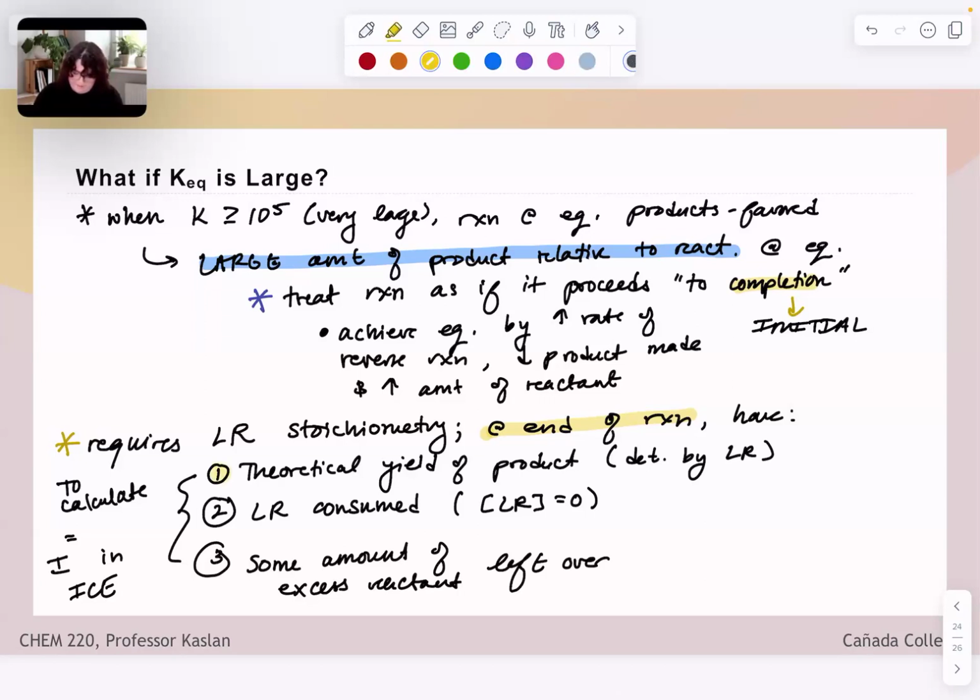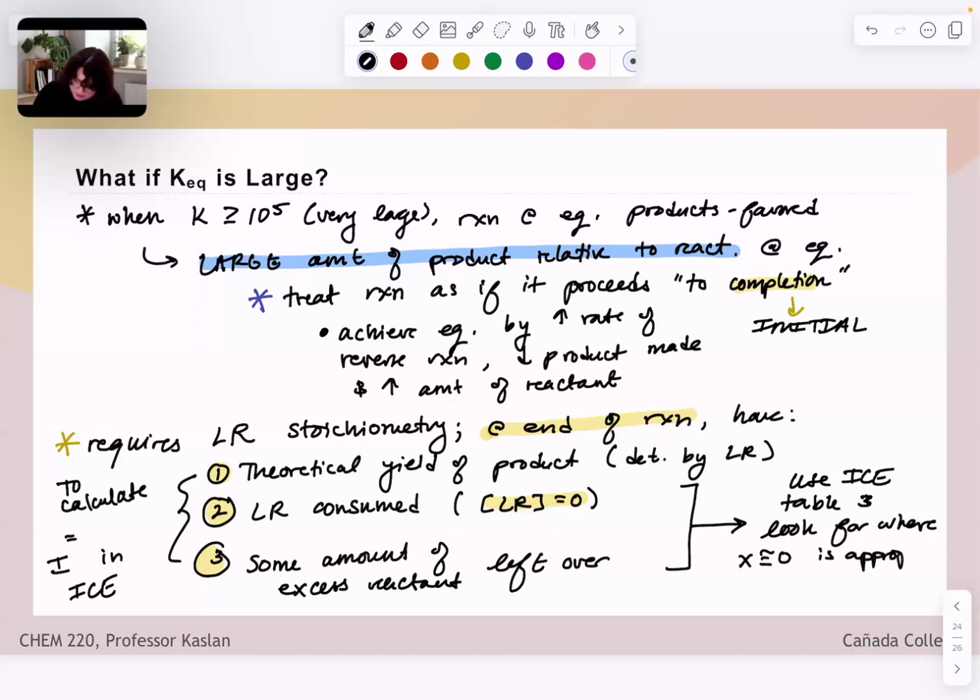So we've got to figure out our theoretical yield by doing our limiting reactant analysis. We have to figure out the amount of limiting reactant left at the end of the reaction, which we know should be 0. And then we have to figure out the amount of excess reactant that's left over at the end of reaction. Once we have those conditions, we have the initial conditions of our reaction, because again, this is a reaction that is incredibly products driven at equilibrium, so it's almost behaving as if it has gone to completion. And then once we have all of this information as our initial, we use an ICE table and look for where the small x approximation is appropriate.